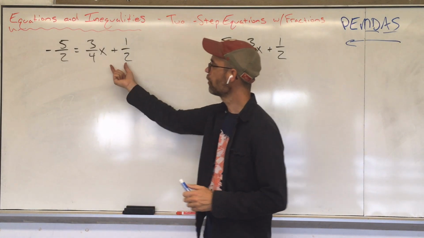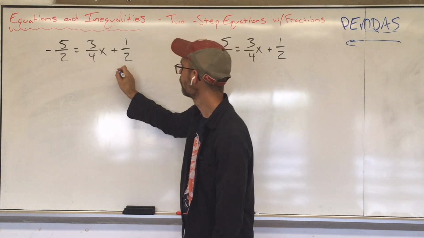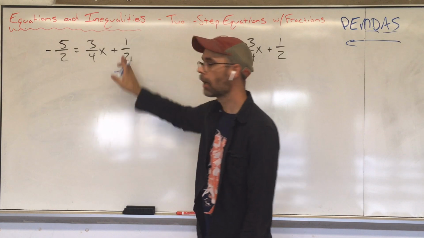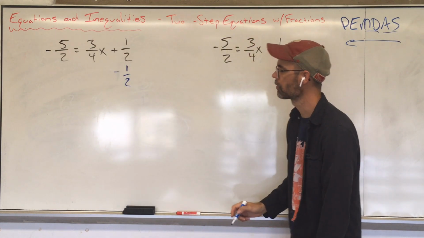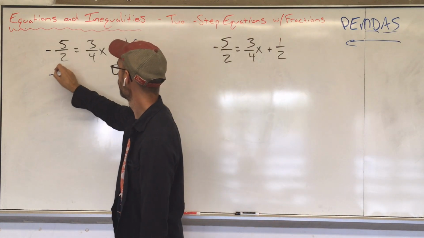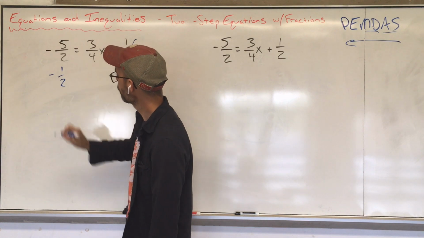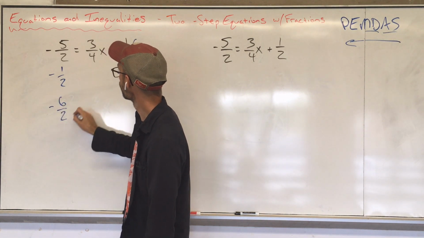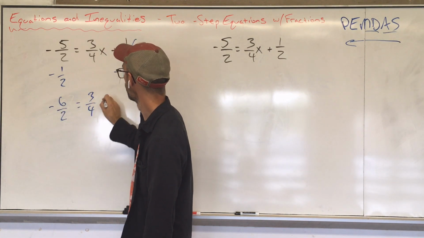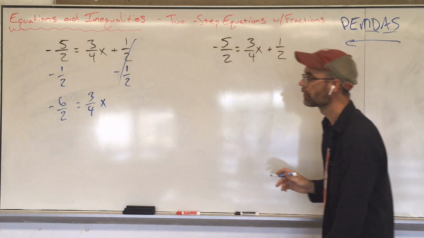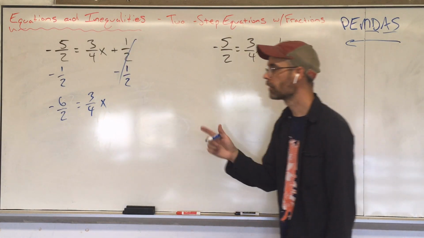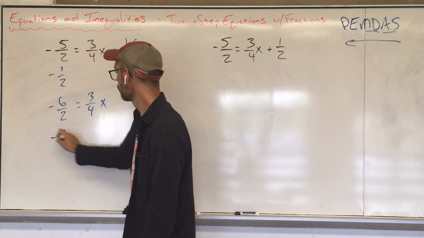We've got multiplication, we've got addition. I need to take care of that addition subtraction. So the inverse of subtracting, get rid of it. On the left side, we are left with negative 6 over 2. And I bring down that 3/4 x. 6 over 2 we can simplify. 6 and 2 gives us 3 with the negative.